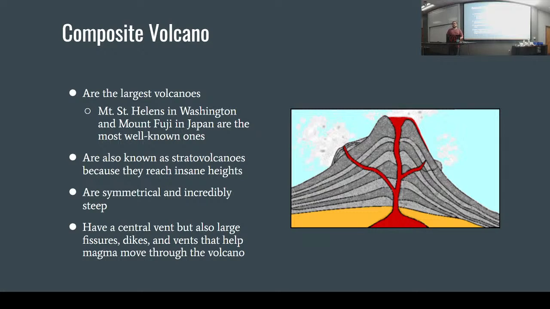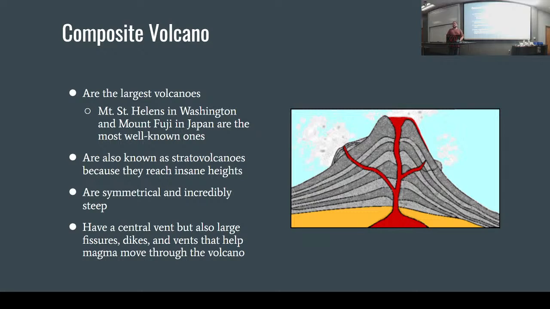Next we have the composite volcanoes. So these volcanoes are one of the largest volcanoes on Earth. We have, for example, Mount St. Helens in Washington and Mount Fuji in Japan. These are some well-known examples of composite volcanoes. These volcanoes are also known as stratovolcanoes because they're so tall they reach into the stratosphere.